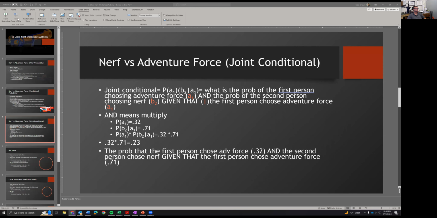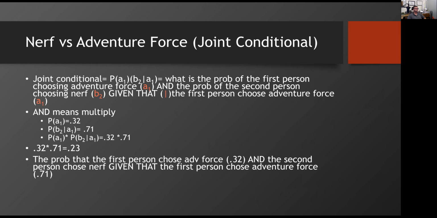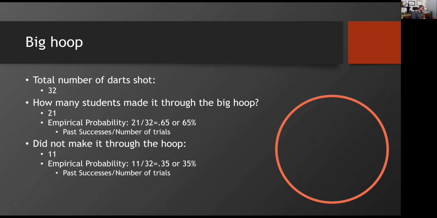So let's come back here from current slide. So I had a big hula hoop, which I think, yep, I still have the hula hoop in my office. I held up the hula hoop, and I'll go grab the hula hoop real quick. I held up two different hula hoops. The first hula hoop that I held up, I let everyone shoot through, and there was a total of 32 people that shot darts. Of those 32 people, 21 of those individuals shot through the big hula hoop, and 11 did not.